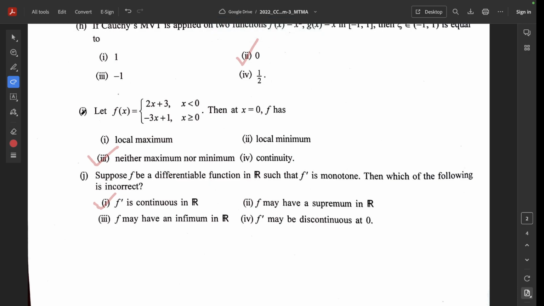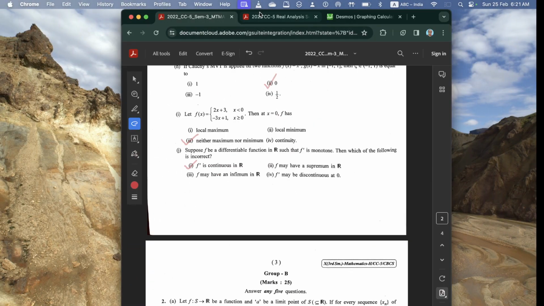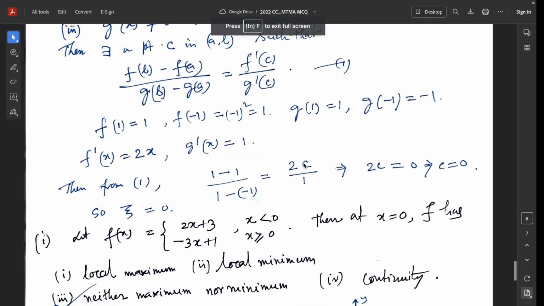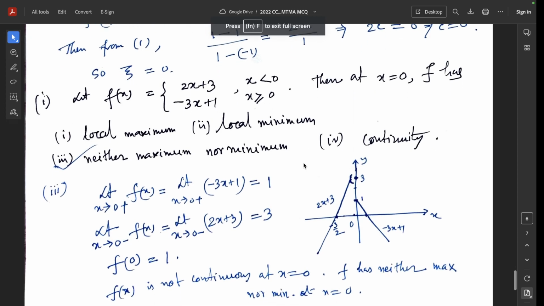Next, part (ii). Let f(x) equal 2x plus 3 for x less than 0, and -3x plus 1 for x greater than or equal to 0. Then at x equal to 0, f has neither maximum nor minimum. If we draw the graph by the Desmos application, this is 2x plus 3 for x less than 0, and -3x plus 1 for x greater than or equal to 0.